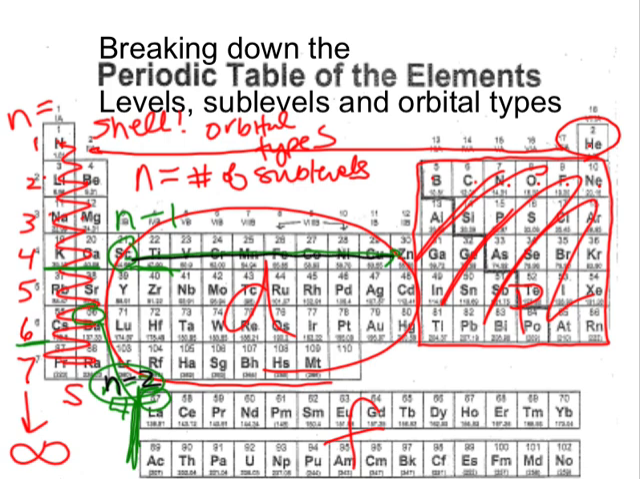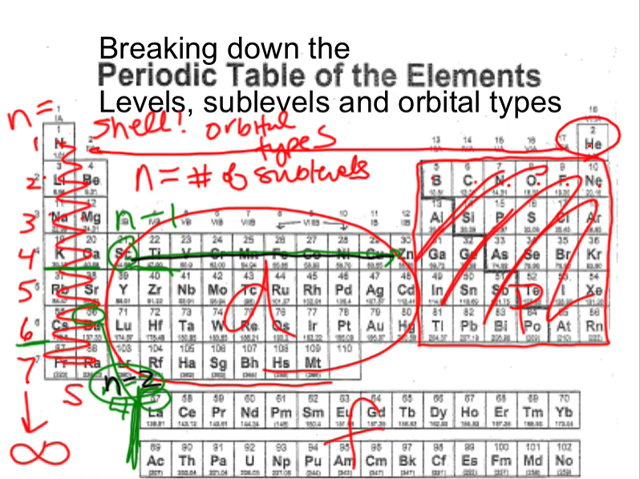Now, how many electrons can go on each sublevel? How many electrons on an S sublevel? 2. How many electrons on a P sublevel? 6. How many electrons on a D? 10. And how many on an F? 14. How many electrons can go in any one orbital? 2. So any one orbital can only hold 2 electrons.